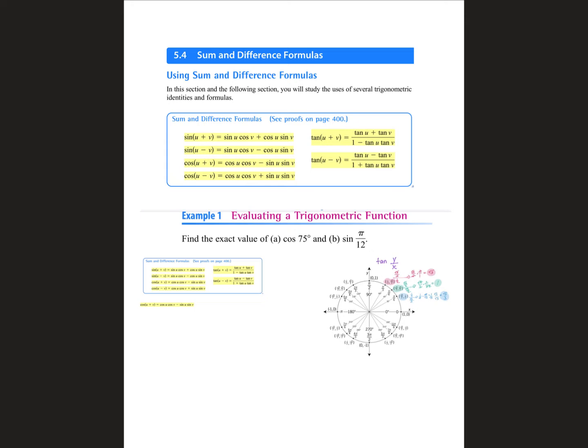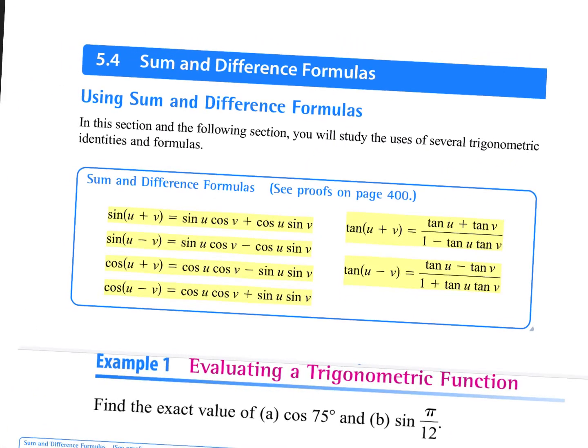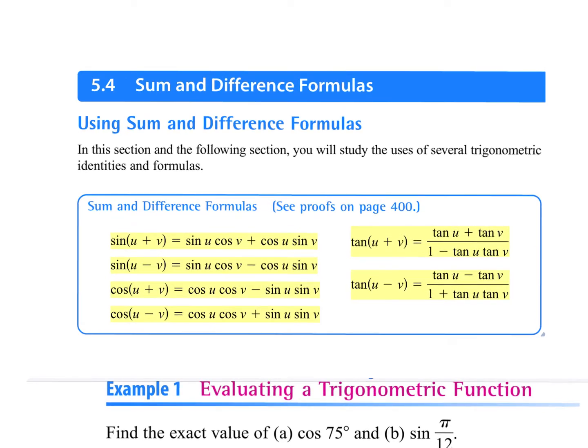So this is the last bit of material. This is called sum and difference formulas. Guys, what does the word sum mean? Add. And what does difference mean? Subtract. Okay. Now these formulas, there's 6 of them. Do you see? 2 for sine, 2 for cosine, 2 for tangent. You will be given these on your test. You do not have to memorize these.